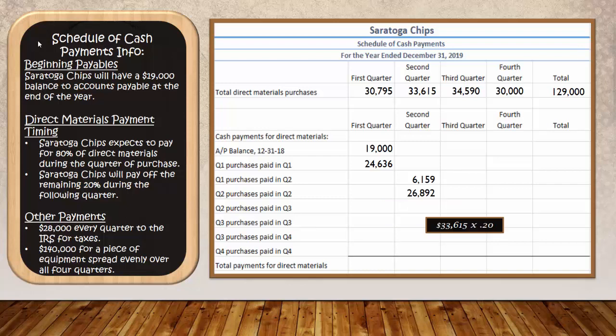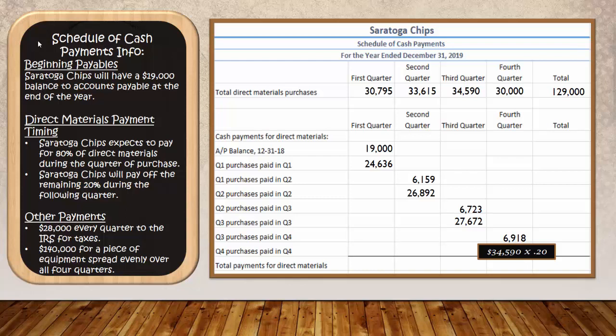The remaining balance of the second quarter's purchases are going to be paid for in the third quarter. That's the last 20%. So we multiply 33,615 times 0.20 and we come up with $6,723. For the third quarter, we're going to pay for 80% of the $34,590 in direct material purchases we made during the third quarter, actually within the third quarter, and 80% of that is $27,672. The remaining 20% of the third quarter's purchases will be paid for during the fourth quarter, so we take $34,590 and multiply it by 0.20, and we come up with $6,918 in cash that we are going to pay for our third quarter direct material purchases during the fourth quarter.